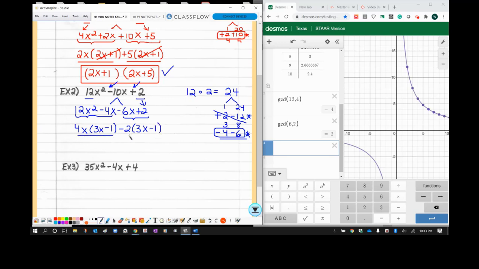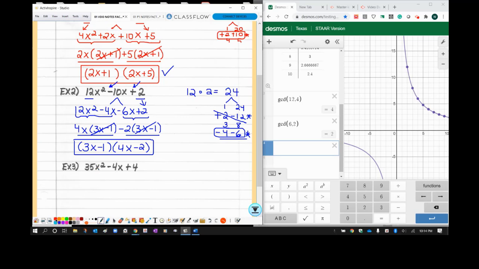Now we look at this as a term. So first parenthesis, what do they have in common? 3x minus 1. And if I remove them, what is left is 4x minus 2. So there we go. That's our answer for the second one.